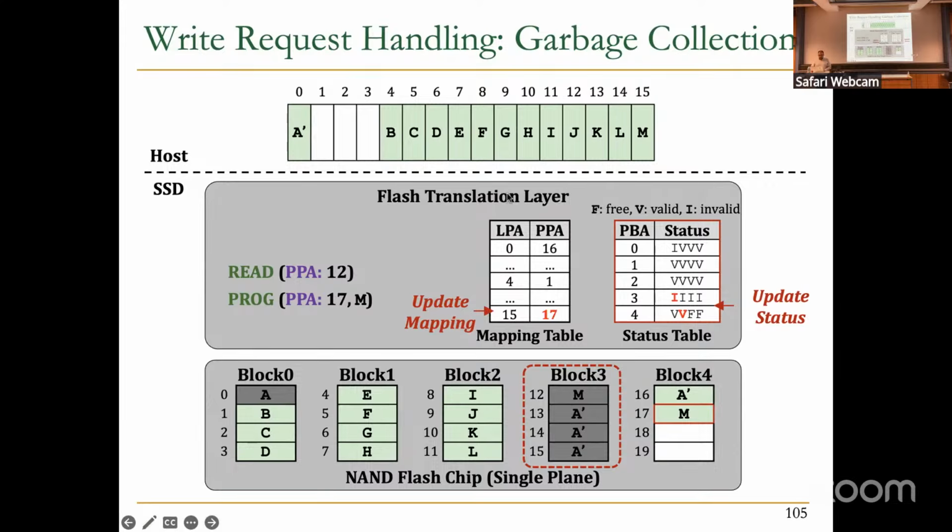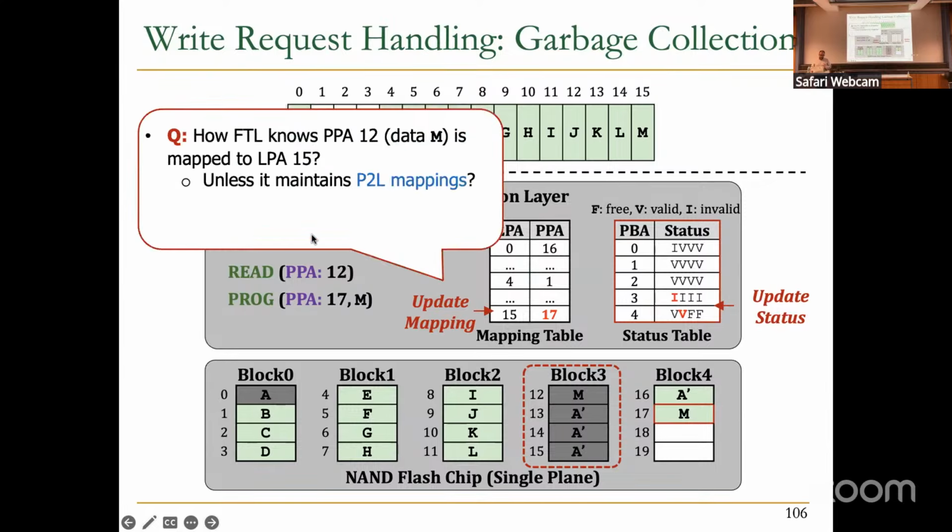That logical page address 15 now is mapped to physical page address 17. So now actually here we have a problem: how does the FTL know physical page address 12 is actually mapped to logical page address 15? Because we keep this table the other way around. When we have the logical page address, we can query this table and get the physical page address.